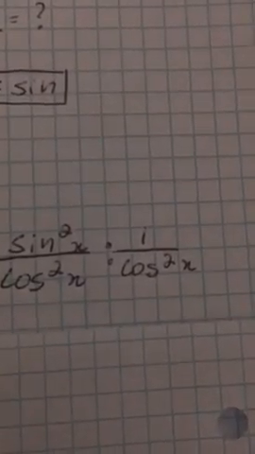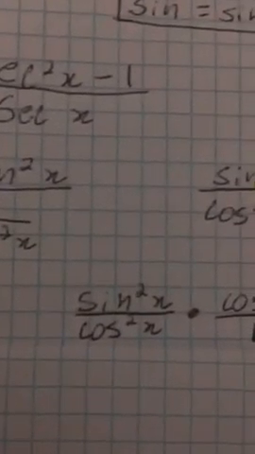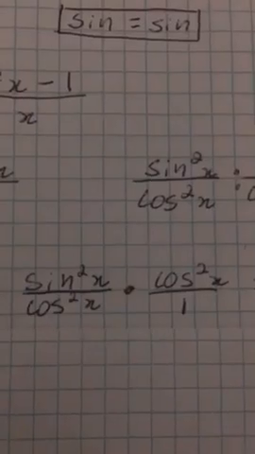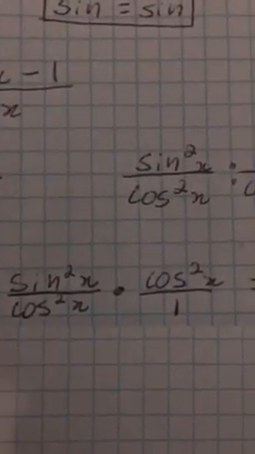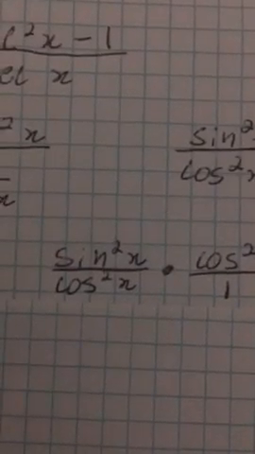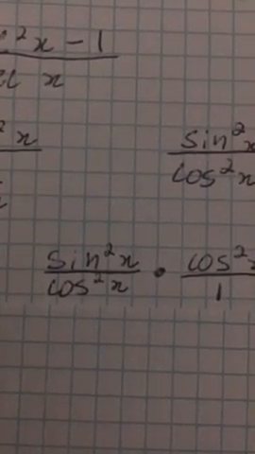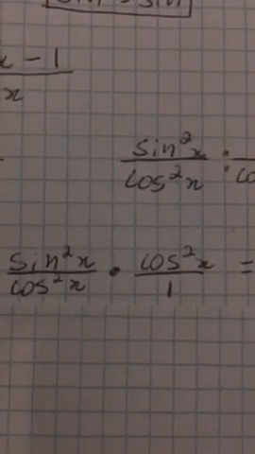So after this step, we know that we can divide fractions. We have to take the reciprocal and multiply. So that's exactly what we're going to do. We're going to turn the 1 over cosine into cosine x over 1, and then we have sine squared of x over cosine squared x times cosine x over 1.